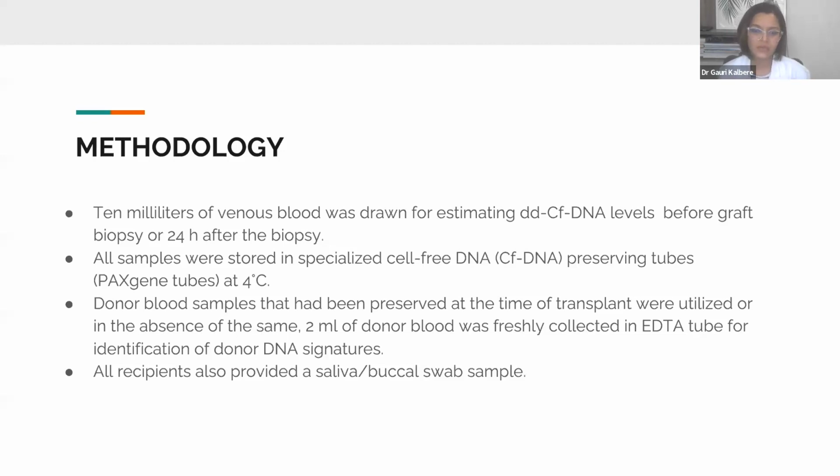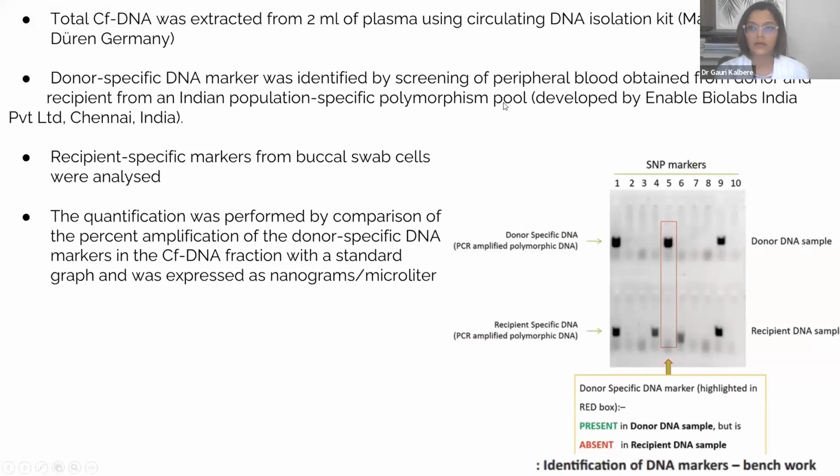All samples were stored in specialized cell-free DNA preserving tubes. These were called PAXgene tubes, and the temperature was maintained at 4 degrees Celsius. Now, the donor's blood samples that had been preserved at the time of transplant were utilized. In the absence of those, 2 ml of donor blood was freshly collected for the identification of donor DNA signatures. We needed this in our study. All recipients also provided a buccal and saliva swab sample. The total cell-free DNA was extracted, and the technology was from Duren, Germany.